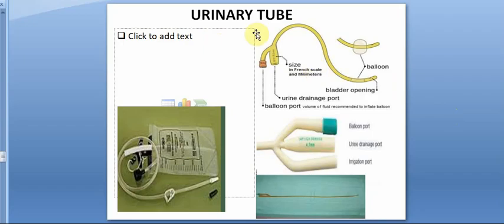The next example is the urinary tube, the Foley's catheter. The Foley's catheter is also an example of a drain. It is used to drain out urine. I hope you know about the Foley's catheter. When inserting the catheter, you have to insert some 5 to 10 ml of sterile water so that the balloon is inflated. When you want to remove the urinary catheter, you remove that water so that the balloon gets deflated and you can remove the catheter easily.